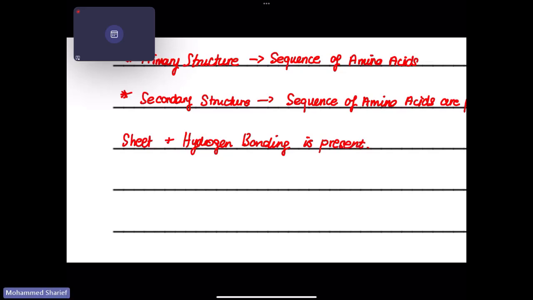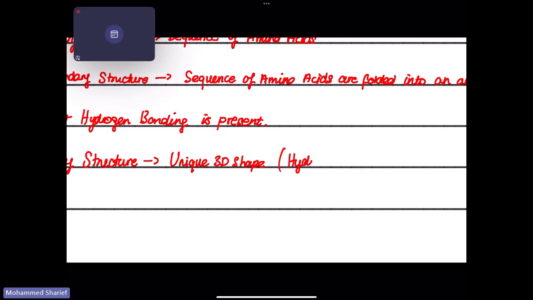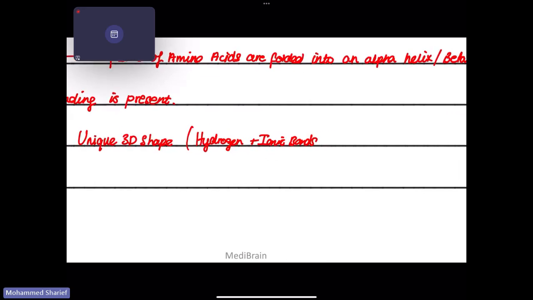Okay, tertiary structure, what happens? We've got ionic and hydrogen bonds present. We're forming a unique 3D shape. And we've got hydrogen plus ionic bonds present between the R groups.